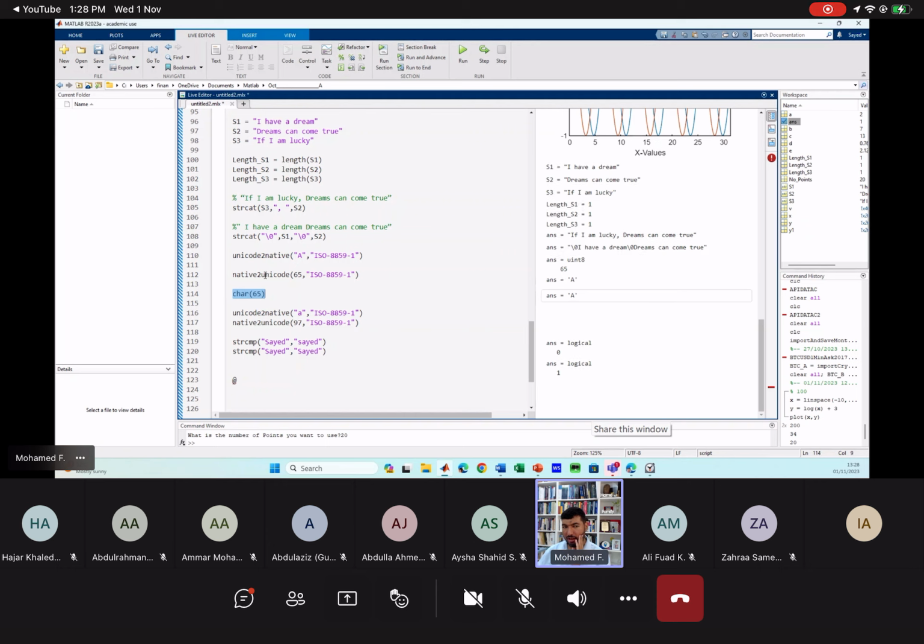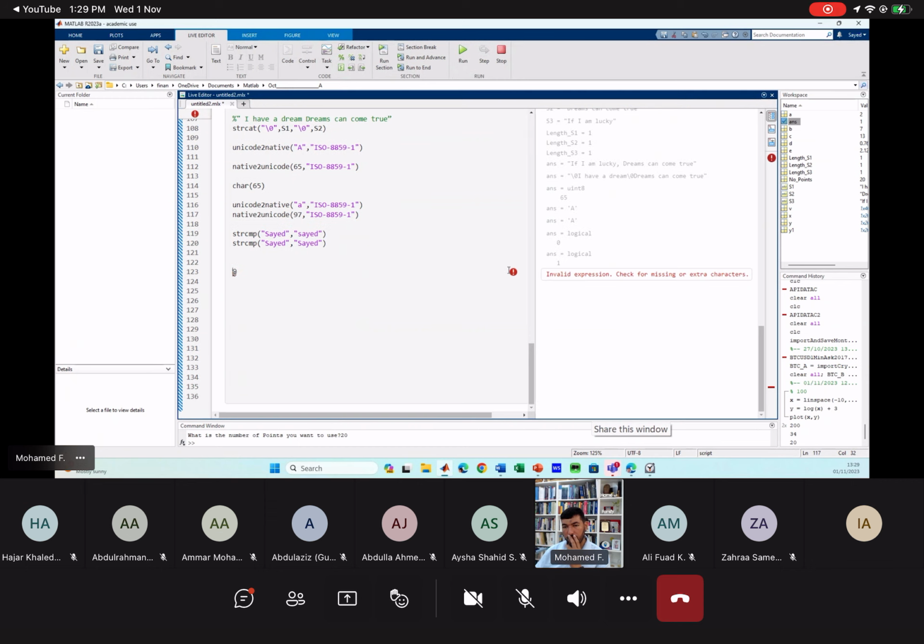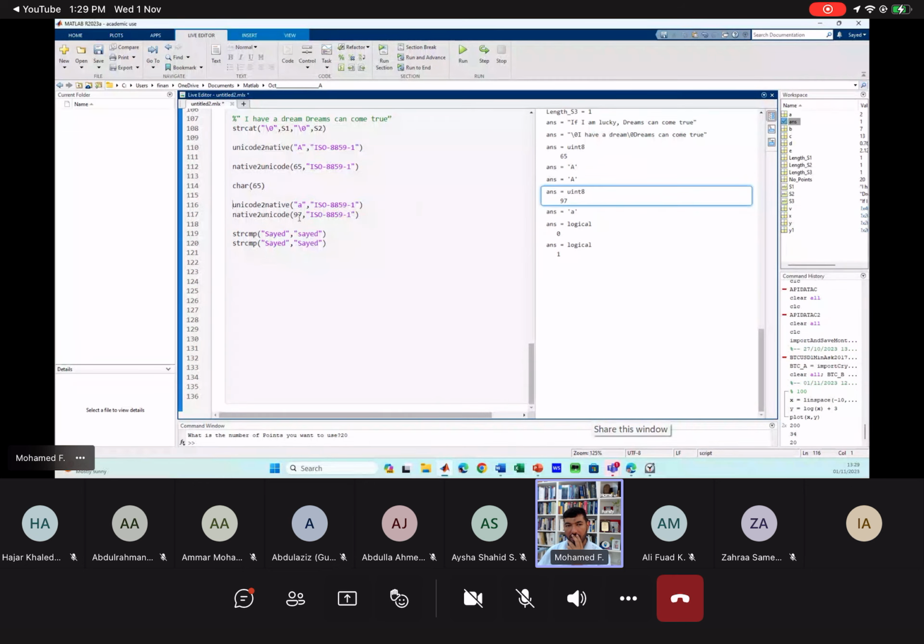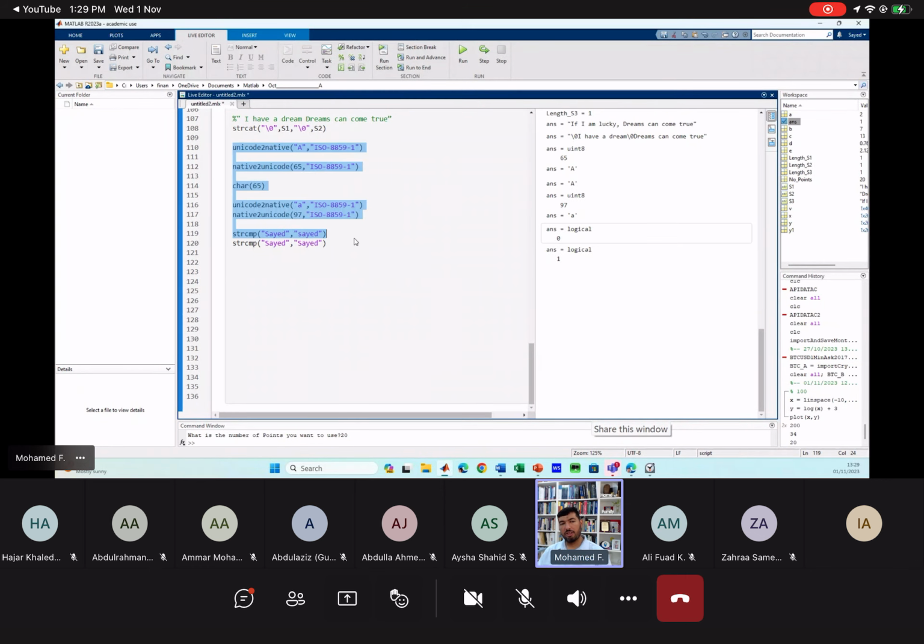Now, char is the same, but we said it's already specifying the paging. Okay. Now, let's try the small letter A. If we try the small letter A, we see it's what? 97. And then if we put 97 here, it will give us a small letter A. So you can try that as well.